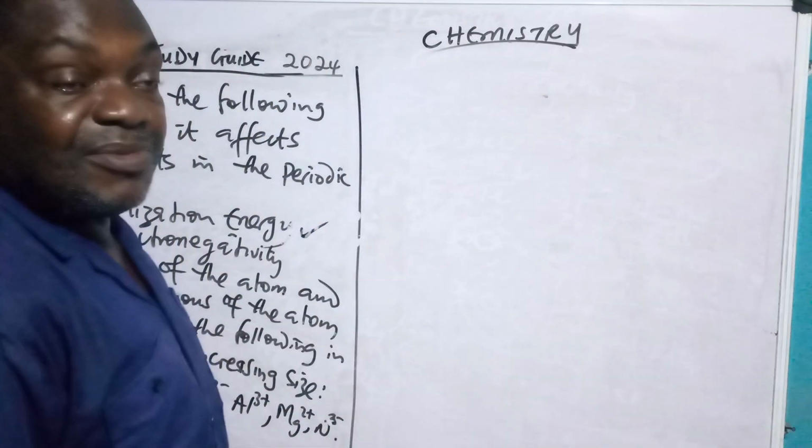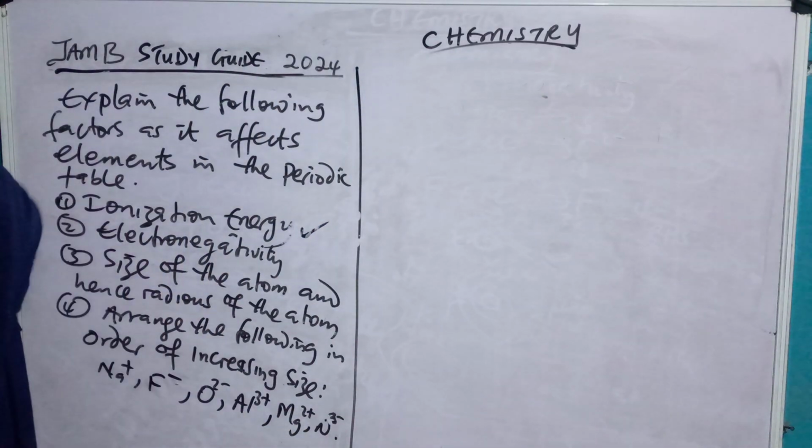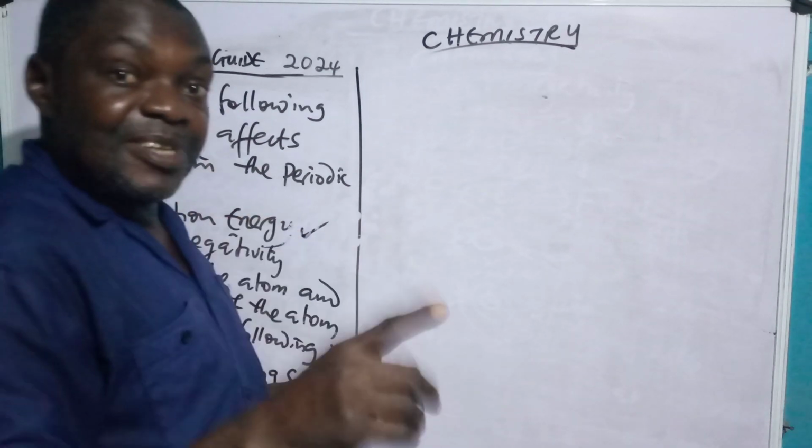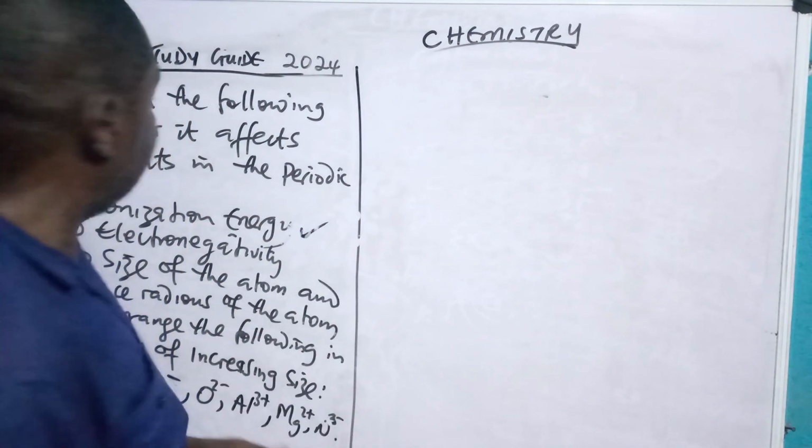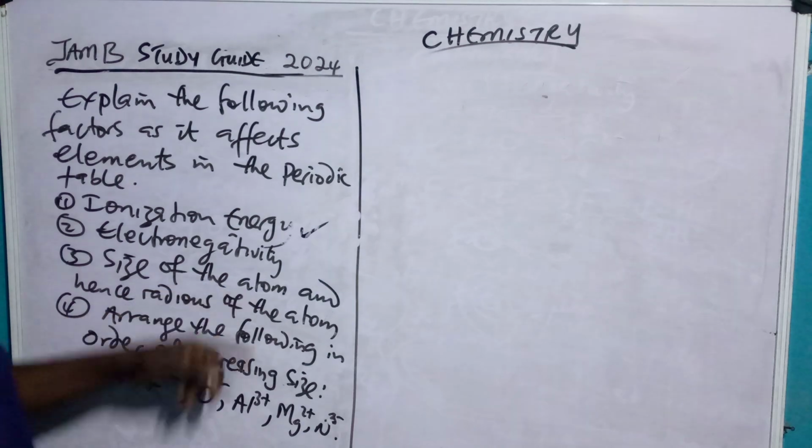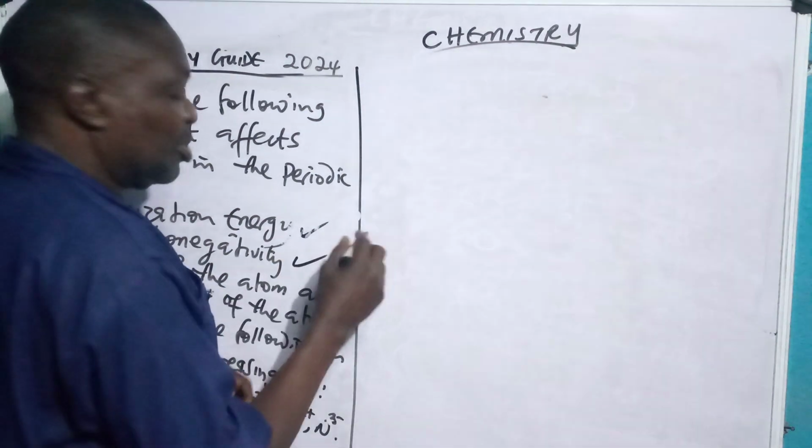Everything is based on the power of the nucleus, the effective nuclear charge. That's what JAMB will always be asking you. Effective nuclear charge. That's the power of the nucleus. Then the other one is the size of the atom. Let's look at it from the periodic table point of view.